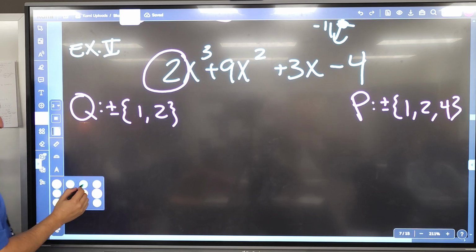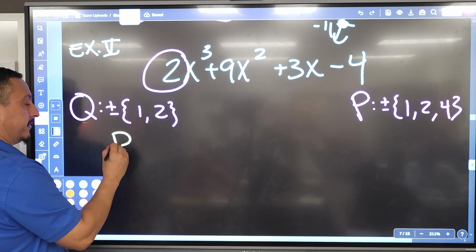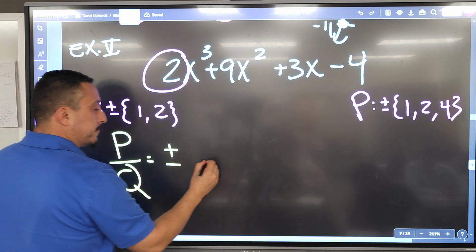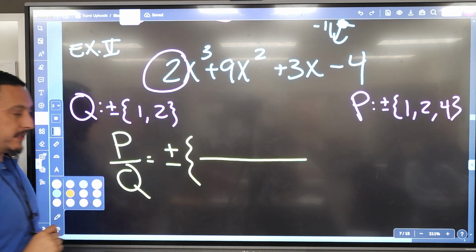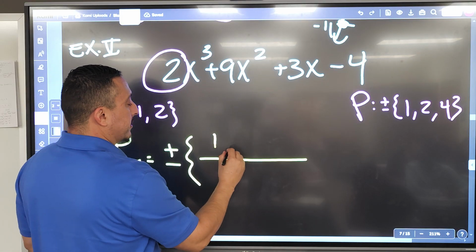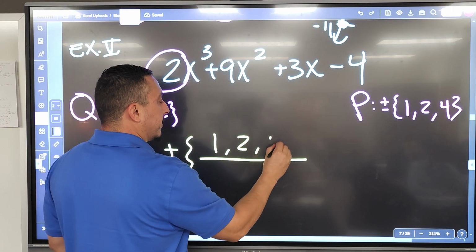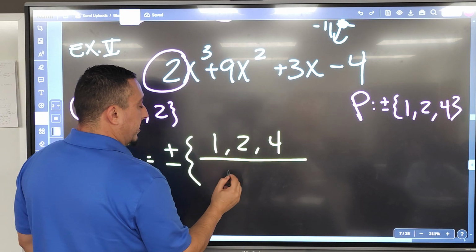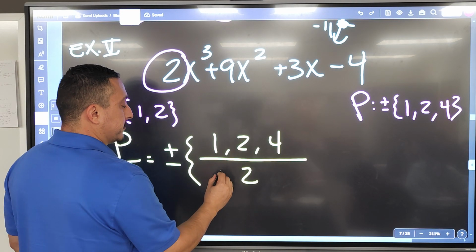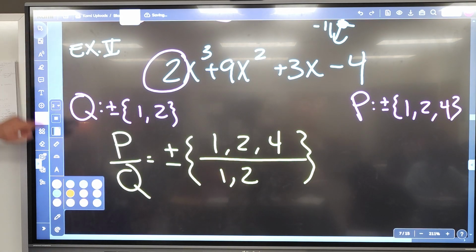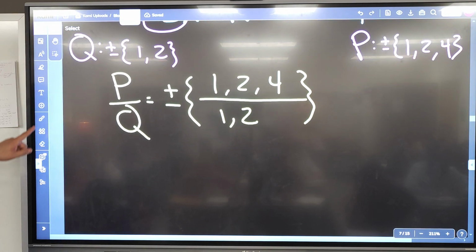Okay, so p over q will be just slightly different this time. P over q, still plus minus. All these numbers are plus minus 1, 2, 4. But this time they're not just over 1, so it's not just the same number. They're over 1 and 2. Okay, so let's see what that means.